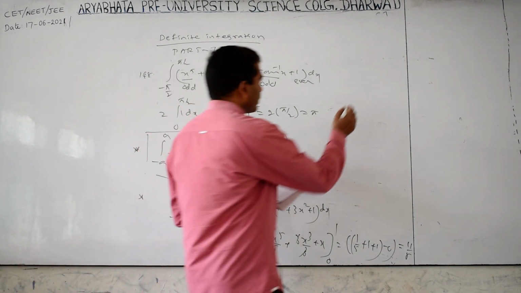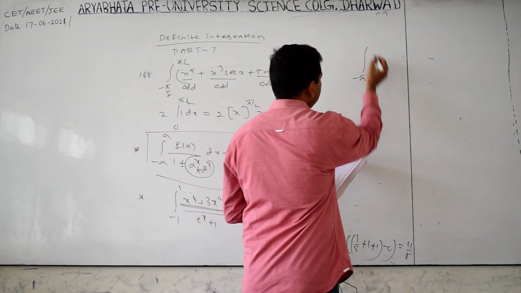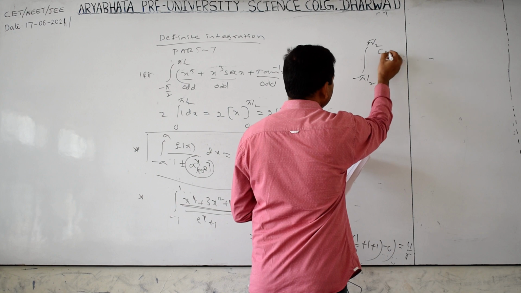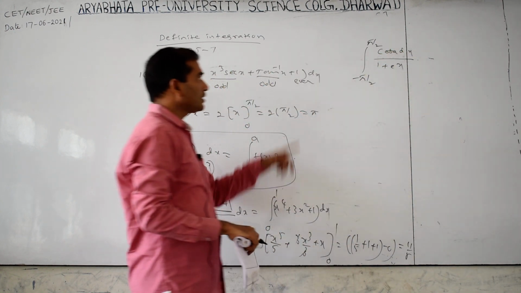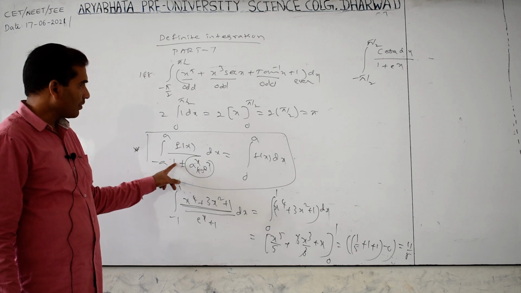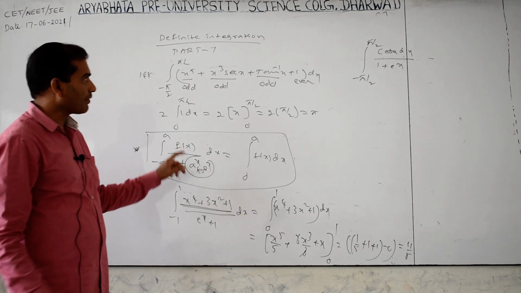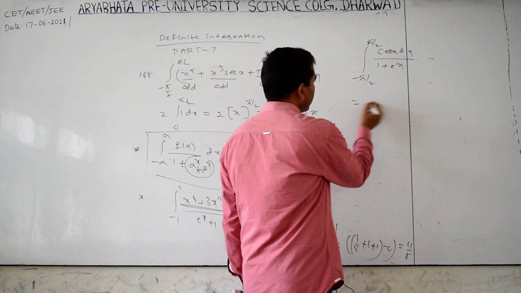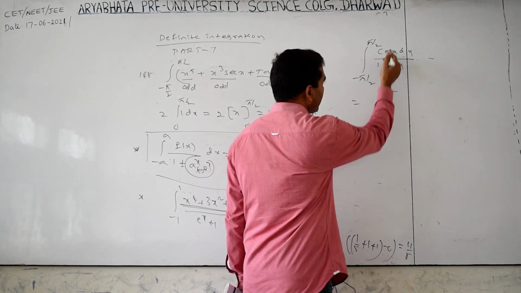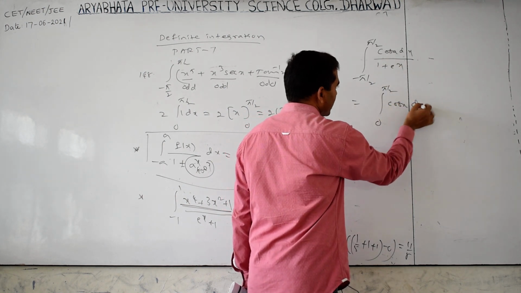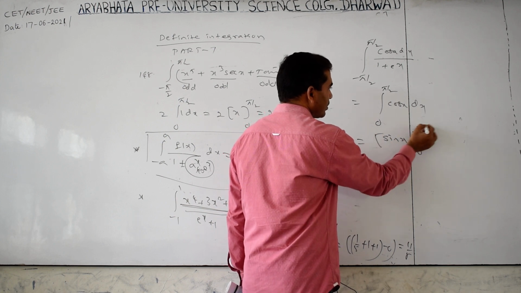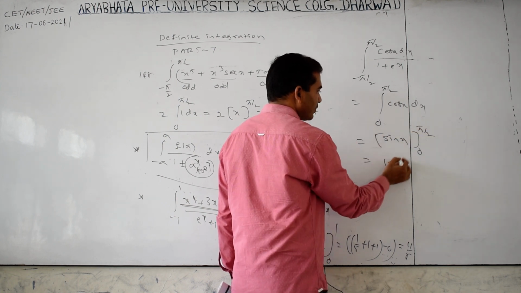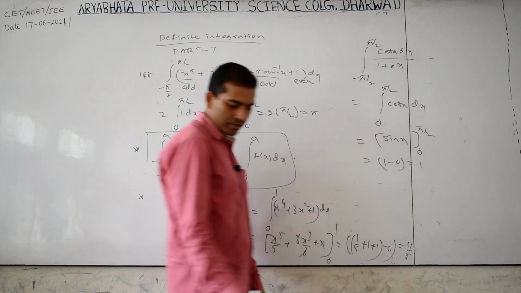Next, integration from minus pi by 2 to plus pi by 2 of cos x dx by 1 plus e power x. This is also the same formula, 1 plus or minus e power x, f of x. This is equal directly to integration of 0 to pi by 2 of f of x, which is cos x dx. Cos x integration is sin x, limits 0 to pi by 2. Sin pi by 2 is 1, sin 0 is 0, which is equal to 1.